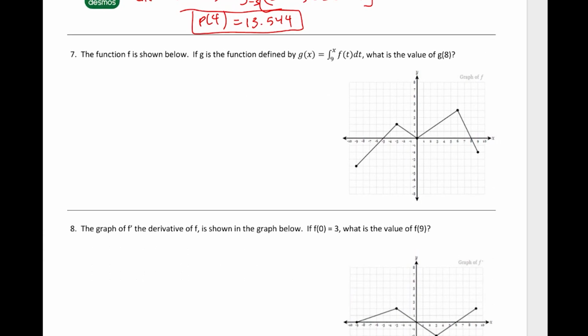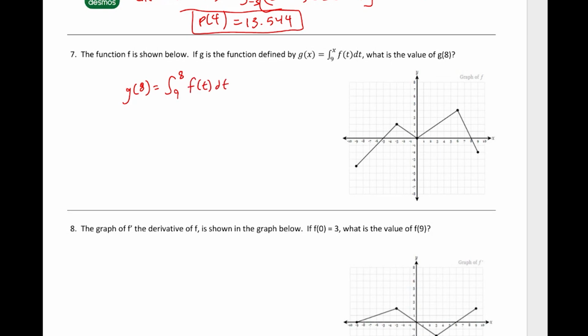It says the function f is shown. If g is the function defined by g of x equals the integral from 9 to x, what is the value of g of 8? So g of 8 is the integral from 9 to 8 of f of t dt.